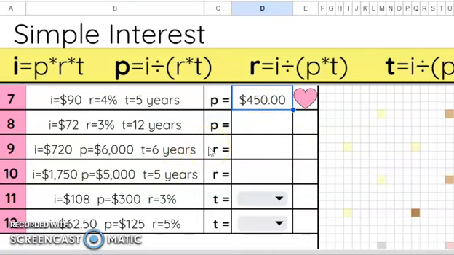It's going to be the same type of thing for the rate and for the time. You're always going to do the interest number first, then divided by, and then in parentheses, your two other numbers. So for this one, I'm going to do 720 divided by 6,000 times 6. I'm not going to hit any percent button this time, though, because none of those are percent.